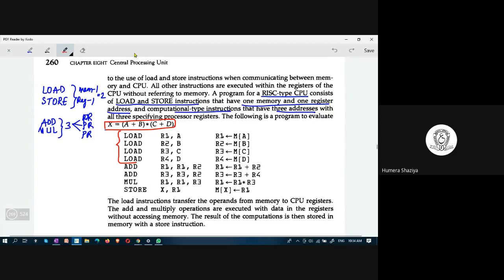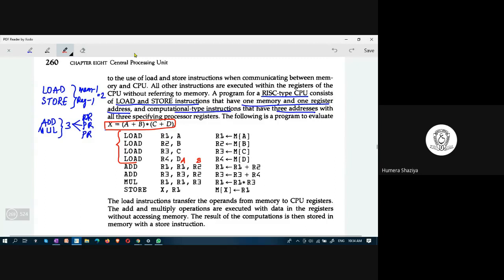Subsequently, add operation is performed between A and B because A is in R1. Here, this is A. R2 has B. Result is stored back in R1. Now R1 has A plus B, which is R1 plus R2.